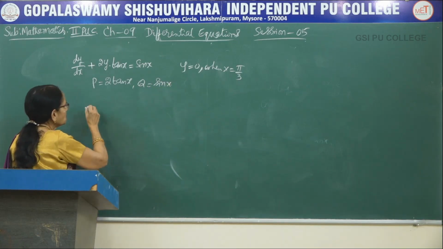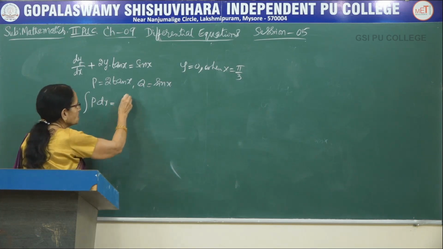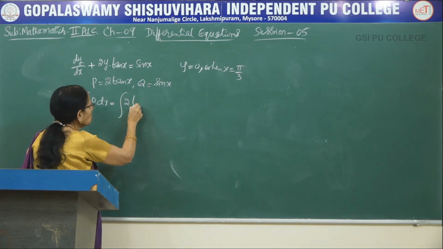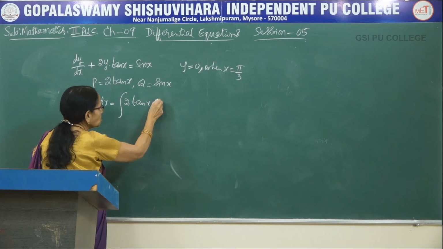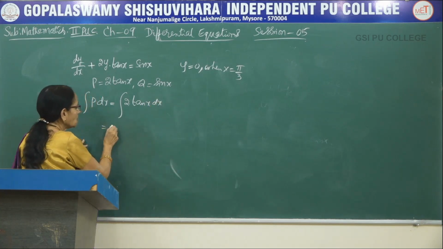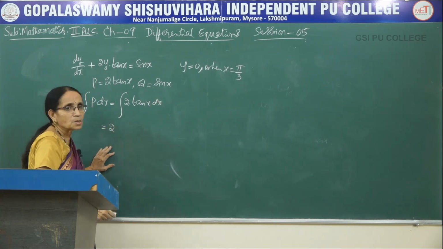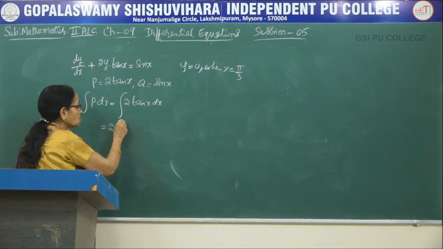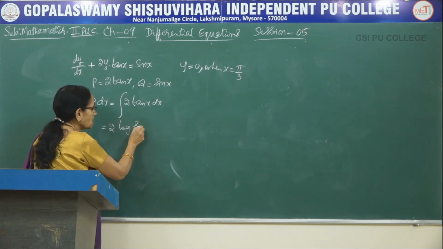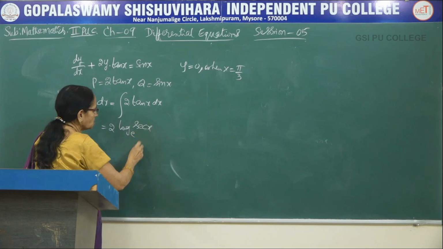Now calculate integral p dx, that is integral 2 into tan x into dx. Now keep the 2 outside. What's the integral of tan x? It is log of secant x, to base e.